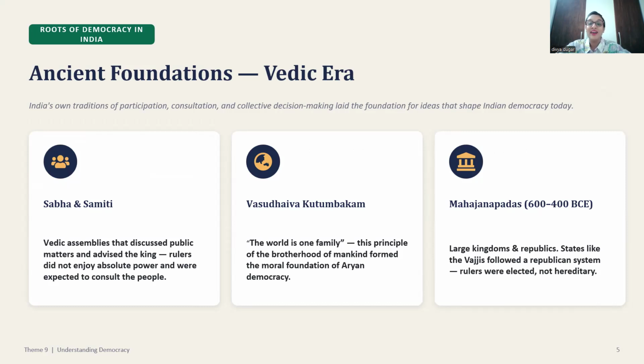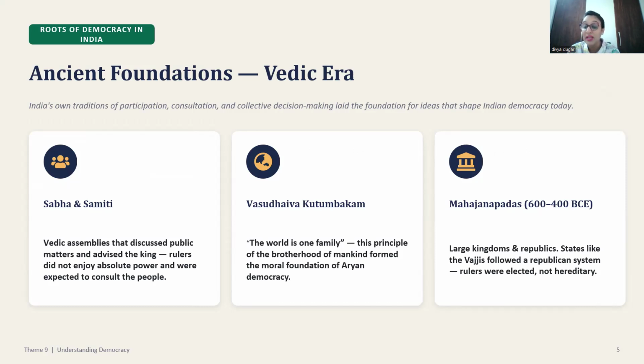So students, we follow the principle of Vasudhaiva Kutumbakam. Vasudhaiva Kutumbakam means the world is one family. We can see this principle from the Aryan times itself. The world is one family, and we should live with the feeling of brotherhood. That is what Vasudhaiva Kutumbakam says. So we can see the foundation of Vasudhaiva Kutumbakam from Aryan democracy.